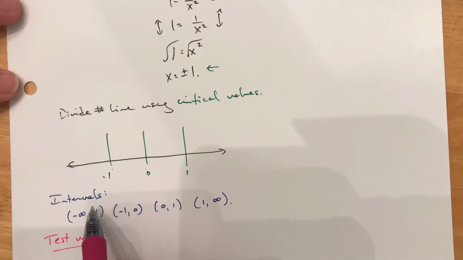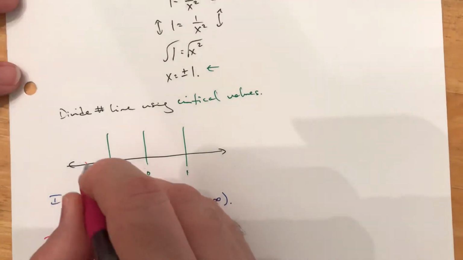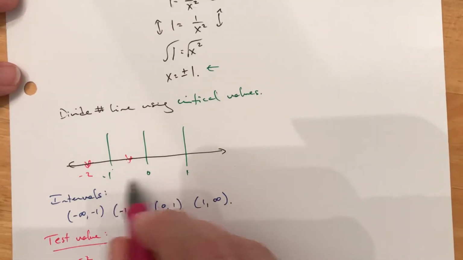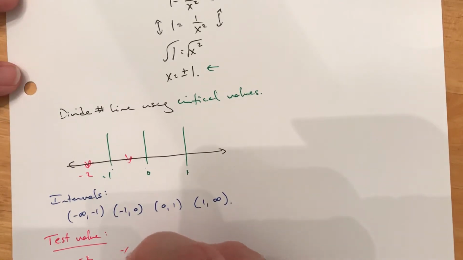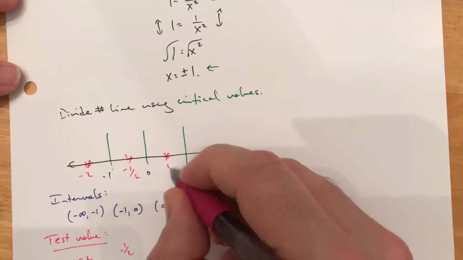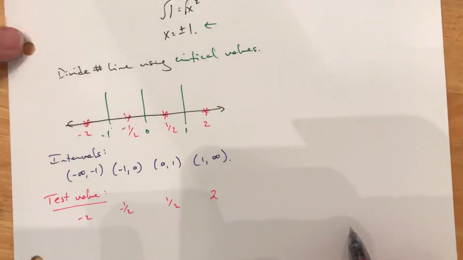Doesn't matter what we pick, as long as we pick something that's in this interval. Pick something that's convenient, something that's easy to plug into the derivative, something that's easier to plug into your calculator, something like that. So from our first interval, I'm going to pick negative 2. From the second, there are numbers between negative 1 and 0, so I'm going to pick negative 1/2. I'm going to pick positive 1/2 between 0 and 1, and I'll pick positive 2 from the interval from 1 up to positive infinity.